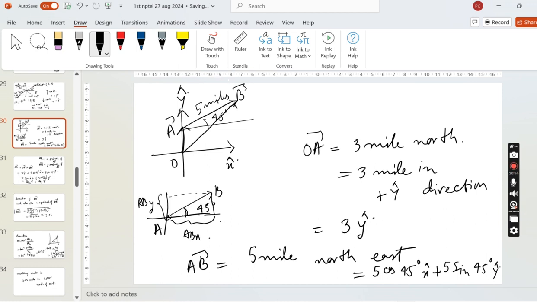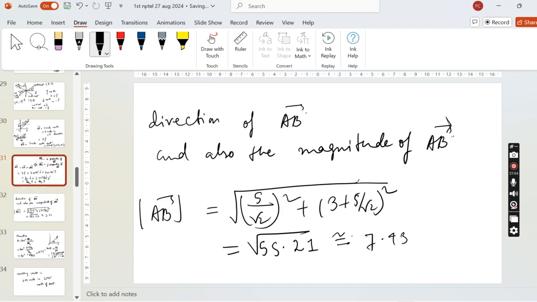So we need to do this vector calculation by adding the x projection and y projection, then obtain the magnitude and the direction of the resulting vector. The 3 miles in the y direction is basically 3y. AB has a projection in the x direction and also in the y direction. The x projection is AB cos 45 degrees, because it makes a 45-degree angle with the x axis. So 5 cos 45 degrees x plus, for the y axis projection, 5 sin 45 degrees y. So we can write AB as 5 cos 45 degrees x plus 5 sin 45 degrees y.